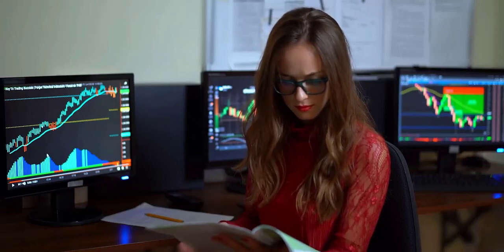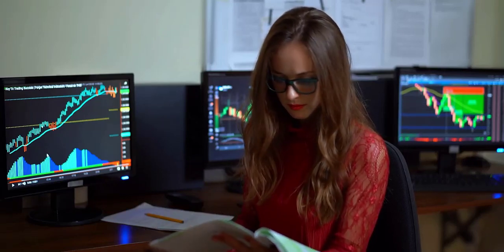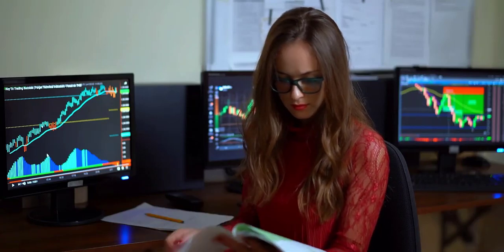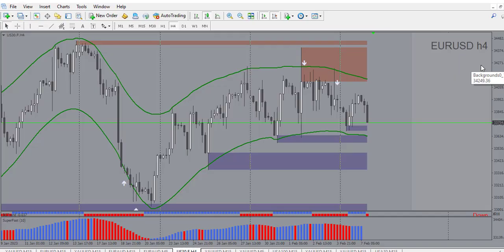This is MetaTrader 4 Forex trading strategy. This strategy is not meant for MetaTrader 5.